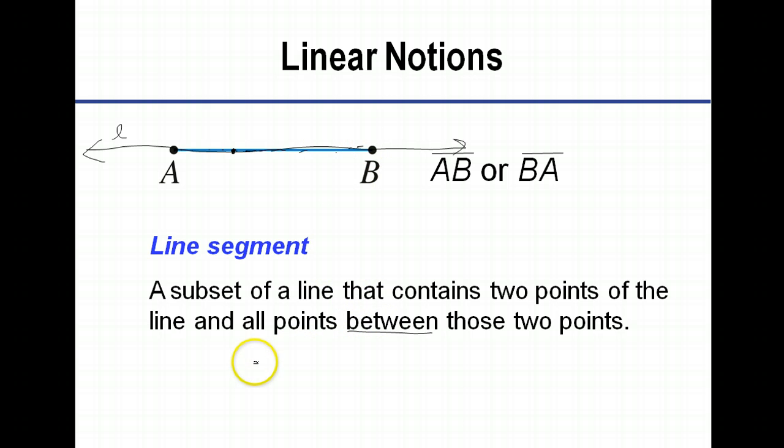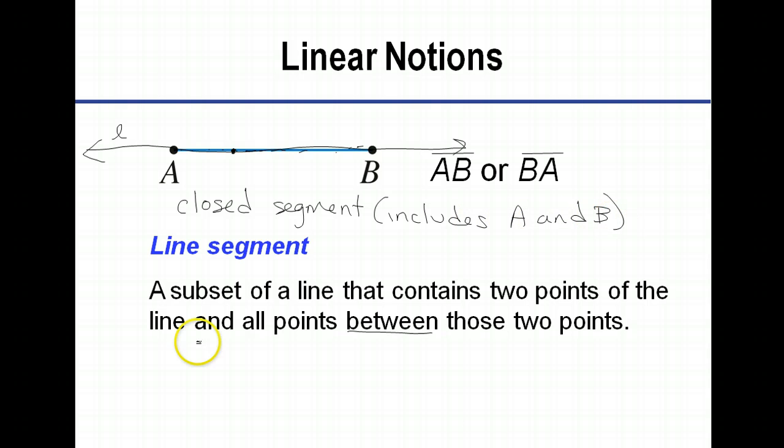Also, something you may have seen before in some of your other math classes is the idea of a closed segment or an open segment. So this segment that we have drawn here is an example of what's called a closed segment, where it actually includes the endpoints. It includes A and it includes B. We could have what's called an open segment, and that is a line segment where you don't include the points A and B, and you would write it like this with little open circles on the end, and you would still label it as A and B.